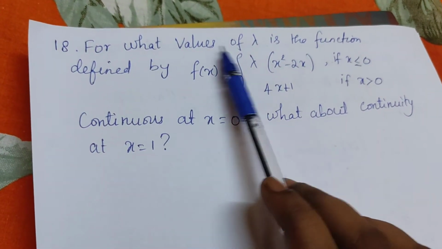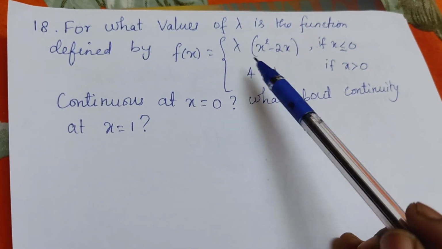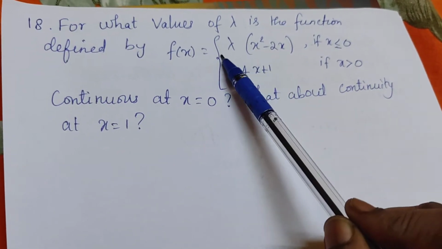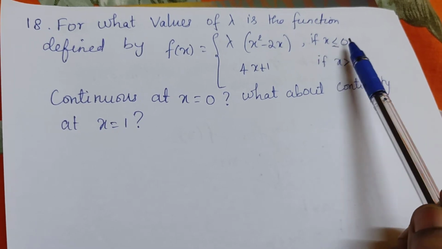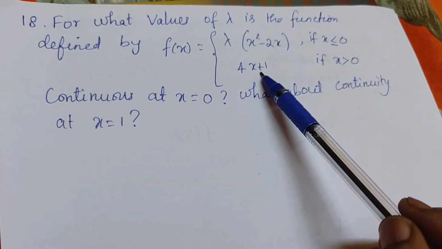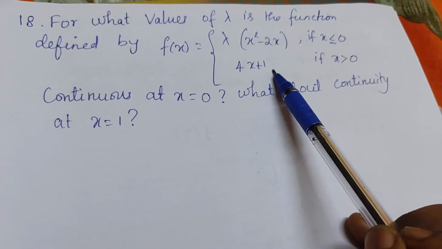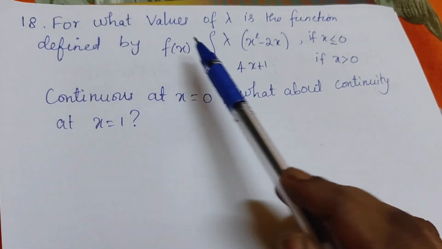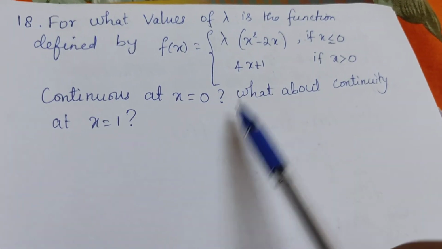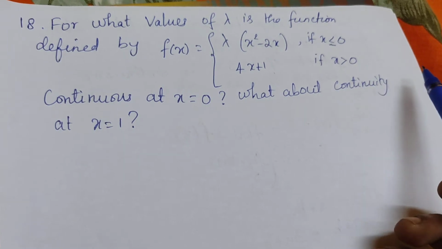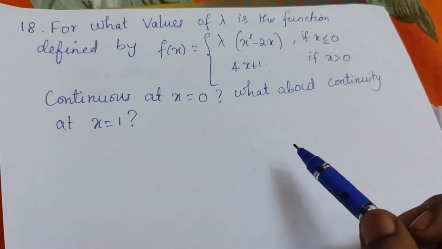Here, for what values of lambda is the function defined by f of x equal to this expression whenever the values of x are less than or equal to 0, and the function will be 4x plus 1 whenever x is greater than 0? They are asking the values of lambda for which the function is continuous at 0, and they are asking us to discuss the continuity of the function at x equal to 1.